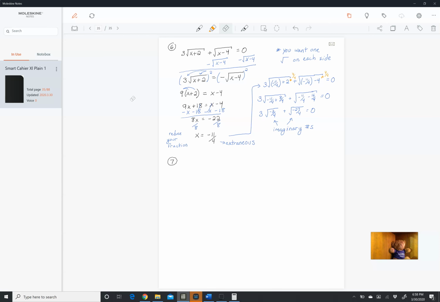So let's take one where we have two x's, but this time one of them is not under a radical. So here we have square root of x plus 5 minus x, the minus x is outside the radical, and this equals negative 1. So our rules here are the same. We're going to isolate the radical, okay? So we're going to add x to both sides.